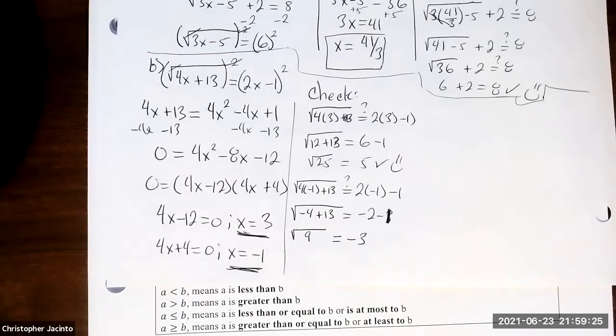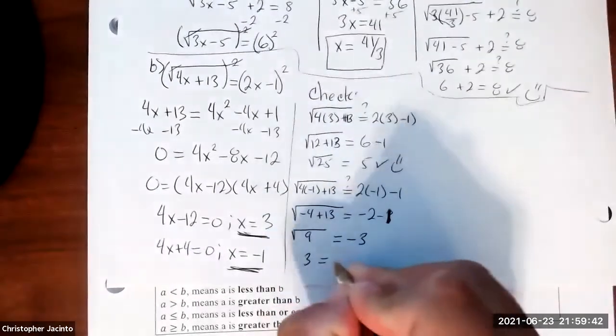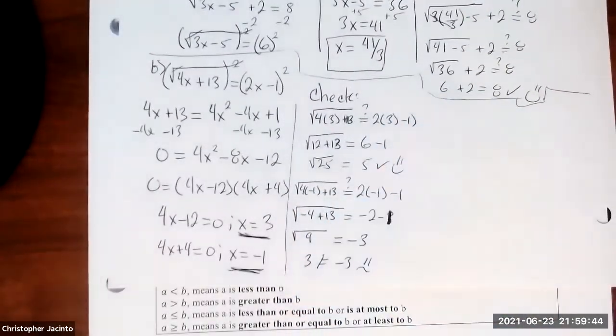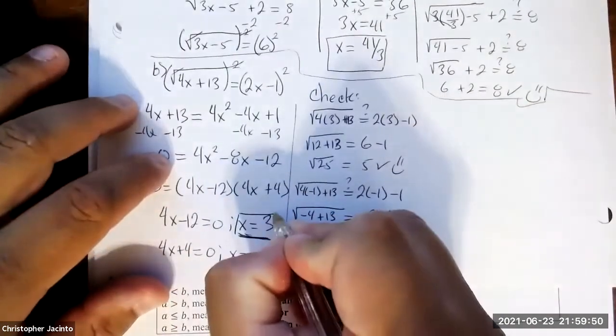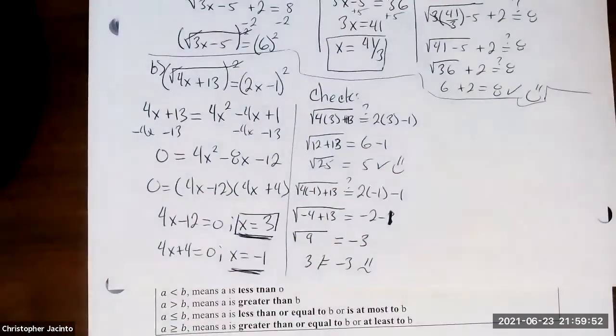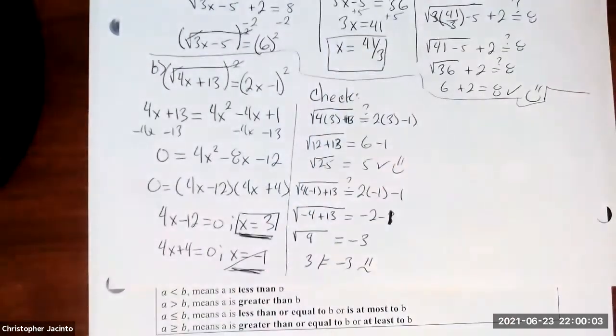Hopefully you say, what? No, right? Because this equals positive 3. So they don't work. So if we go back over here, our true answer is only x equals 3. So that's why it's important to check, because one of your answers may not work, or both answers may not work at all. So this one doesn't work. That's a true answer there.